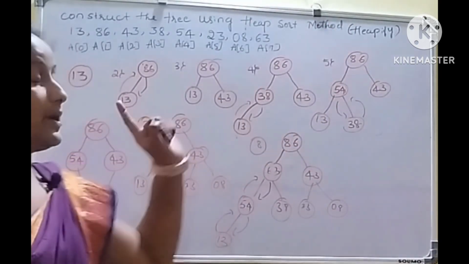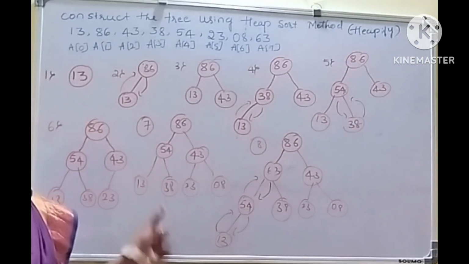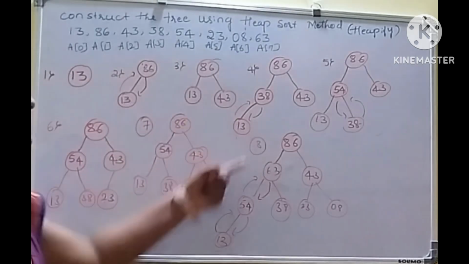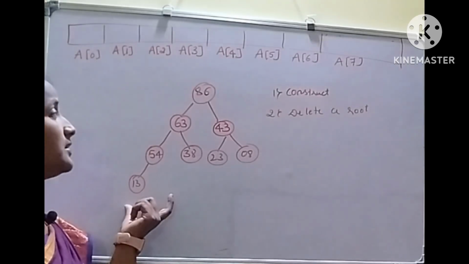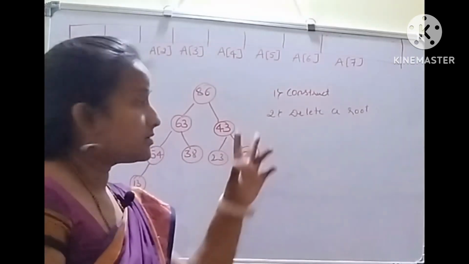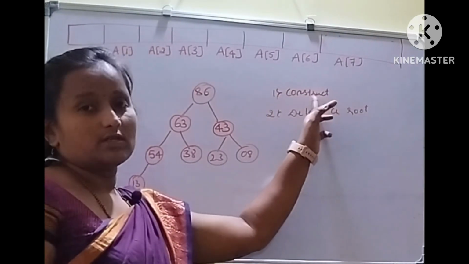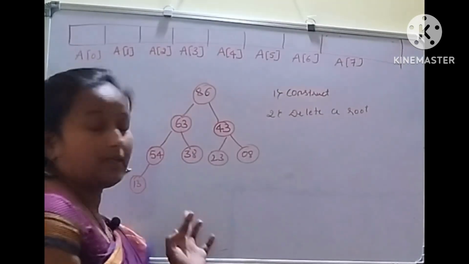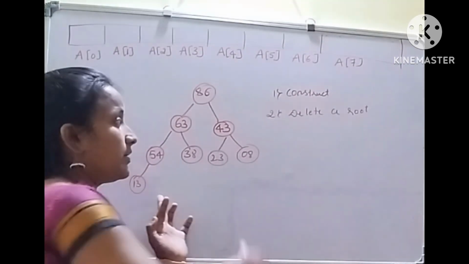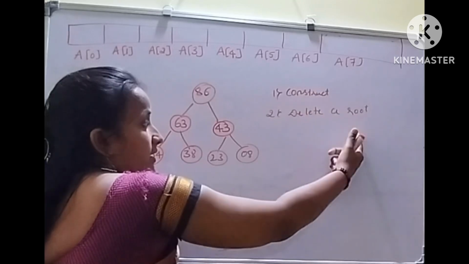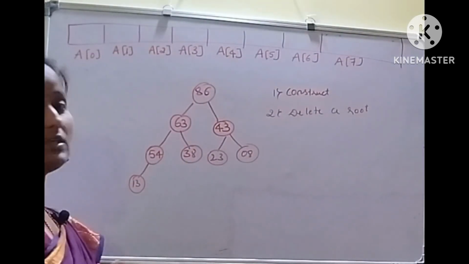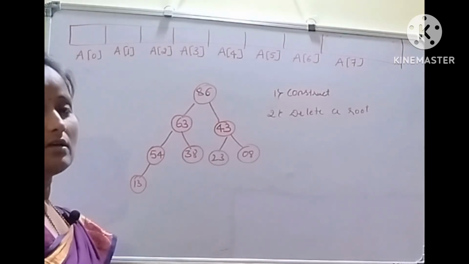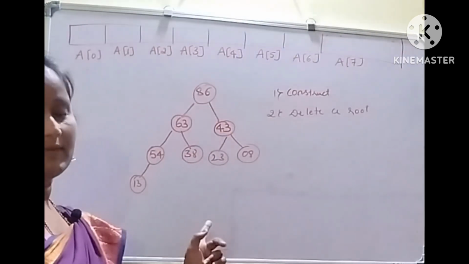Now I'm going to show how to delete an element using the Heapify method. We have constructed a tree now. There are two steps. The first one is to construct a heap tree. We already constructed the heap tree. The second step is to delete the root node from the constructed heap.